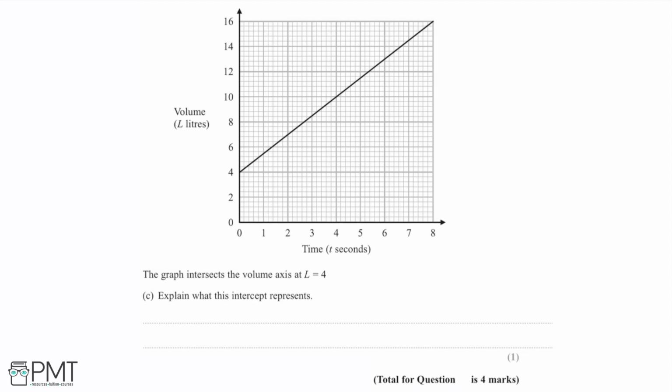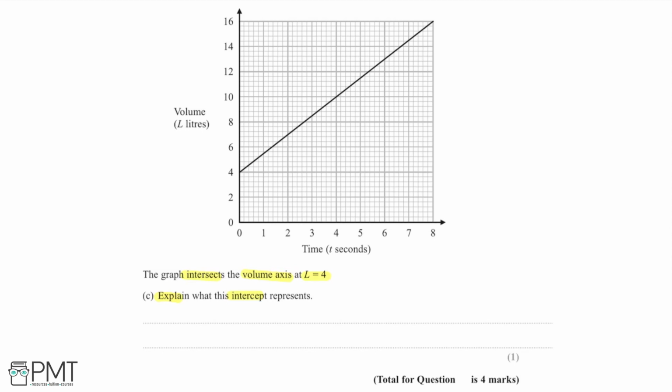Now for the final part of the question, we're told that the graph intersects the volume axis at L equals 4, and again we're asked to explain what this intercept represents. If I just have a look at the graph, we can see here that it intersects the volume axis, so the y-axis, at L equals 4, and that is going to be the volume when the time is equal to 0. So when x is equal to 0, y equals 4. So when the time is equal to 0, the volume is 4 litres. And that's really all we need to know and write down to get the mark here.